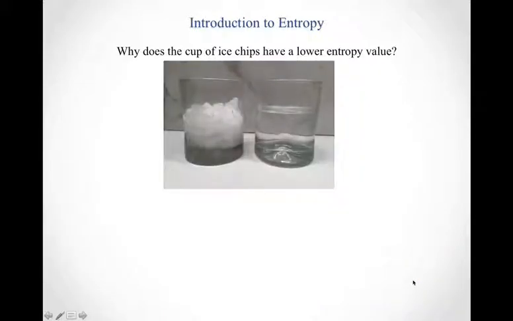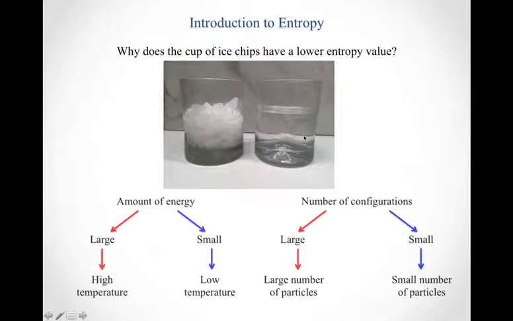So let's come back to thinking about ice chips versus our water, and we know that the water has the higher entropy value. Well, in terms of those two parameters, one of the reasons that the ice chips have lower entropy is simply because they have less energy. To get them to be ice chips, you started with water, but then that water had to give energy up to get down to the freezing point, and continue to give energy up to freeze as ice. There's simply less energy in the ice. It's at a lower temperature, so the amount of energy is less.